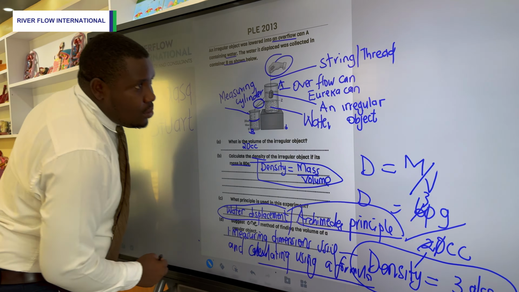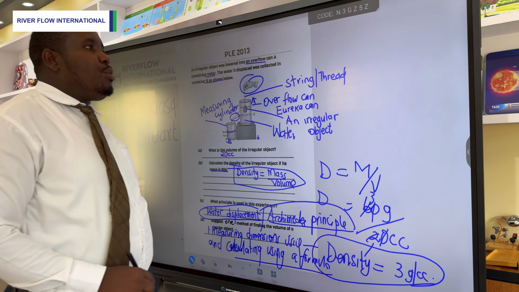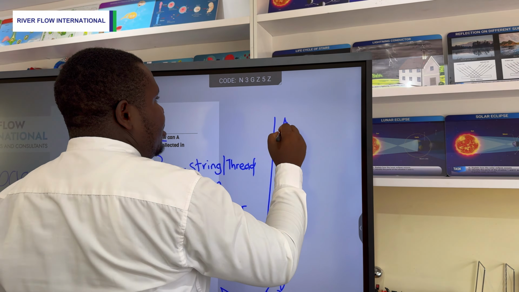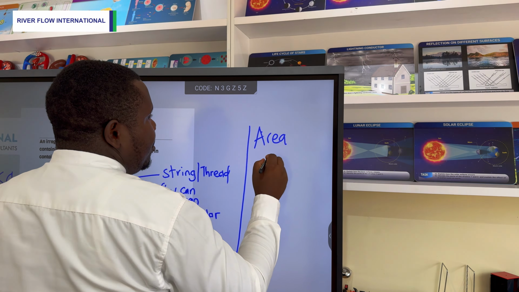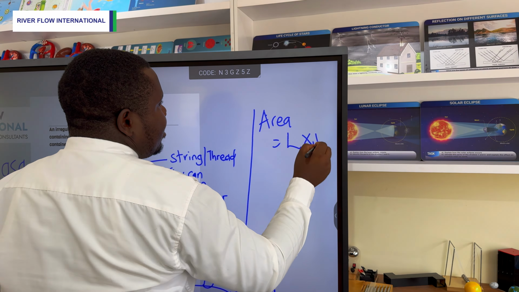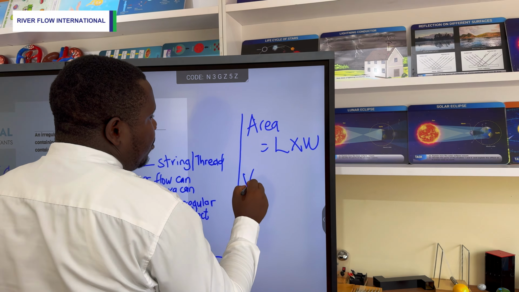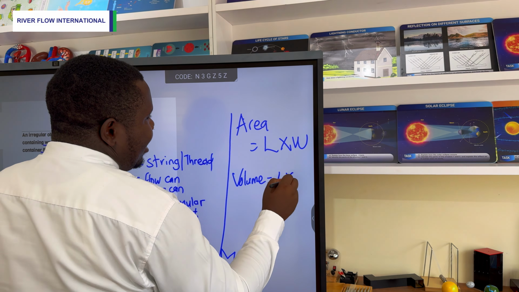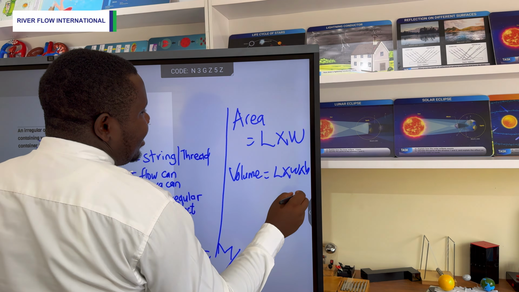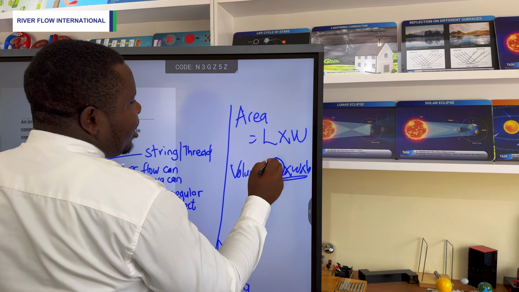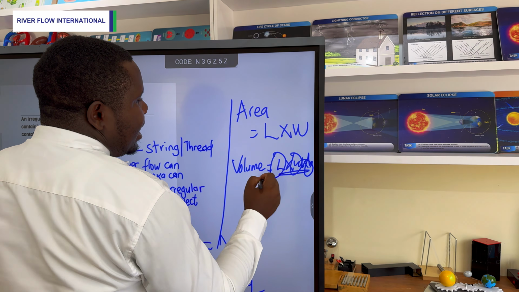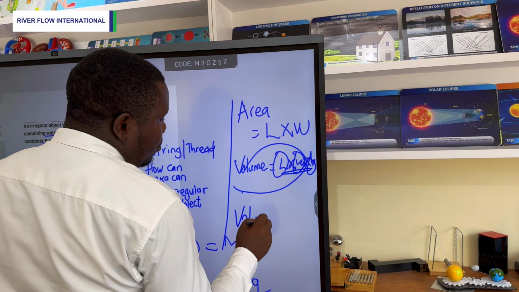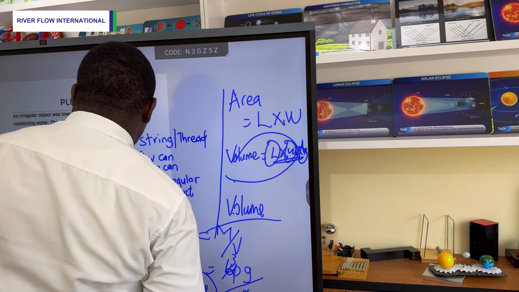And most of us know the formula of finding the volume of a regular object. If you are looking for area, you will say length times width. If you are looking for volume, then we add height. Length times width times height. So after measuring length, width, and height, I apply this formula to be able to get the volume of regular objects.